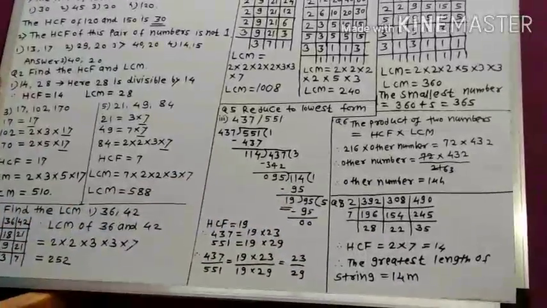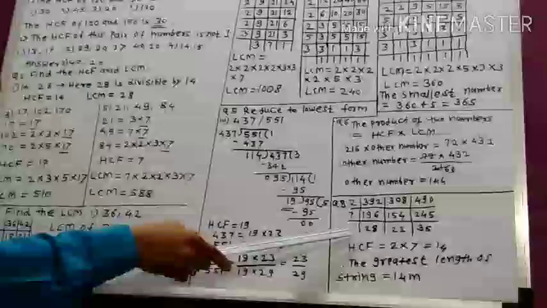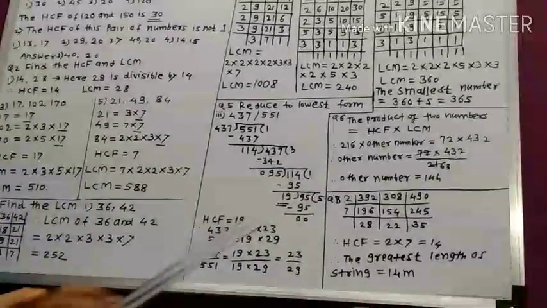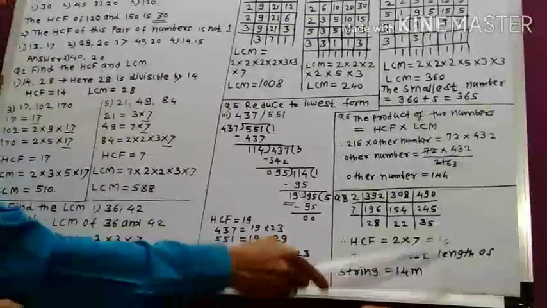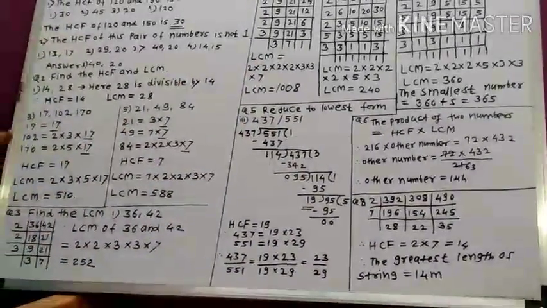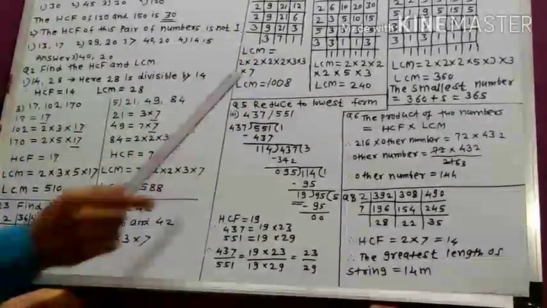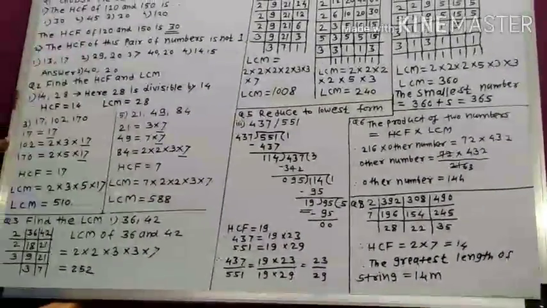Here we have to find only the HCF. Therefore these two numbers are common in those 3 numbers. Therefore HCF is equal to 2 into 7 is equal to 14. Therefore the HCF of all these 3 numbers, or all these bundles of ribbons, is 14.